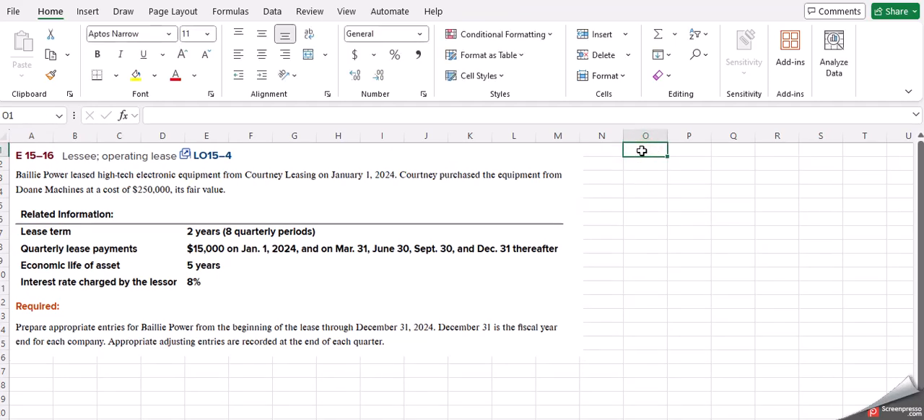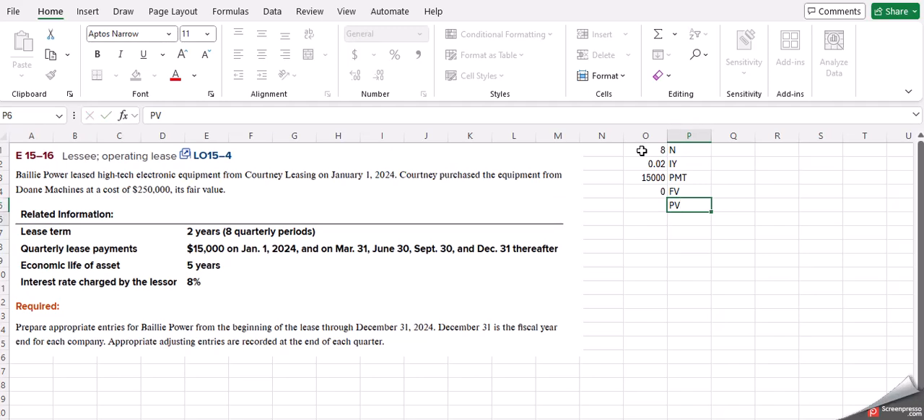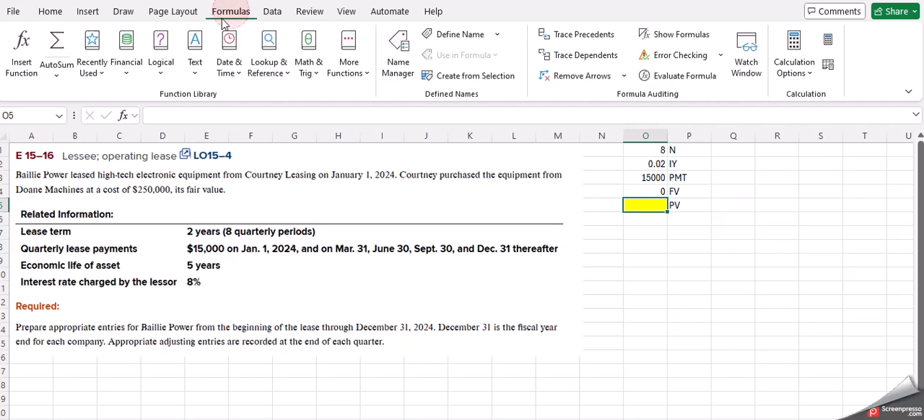So let's come over and put those in. So our N is going to be the 8 periods. The 8% quarterly is going to be our interest rate. $15,000 is our payment. No future value. And then we're going to compute the present value. So that, go back to our formulas.